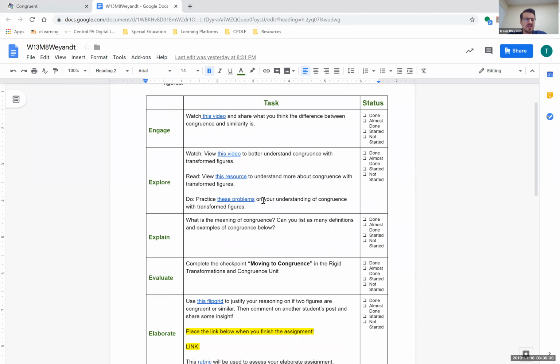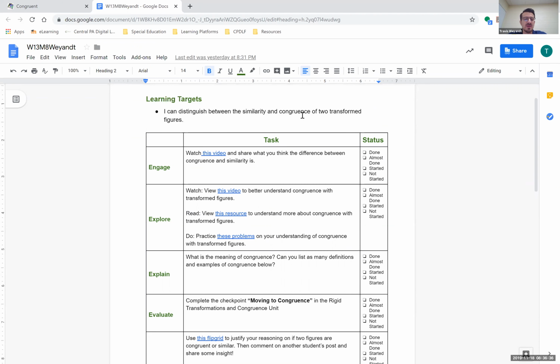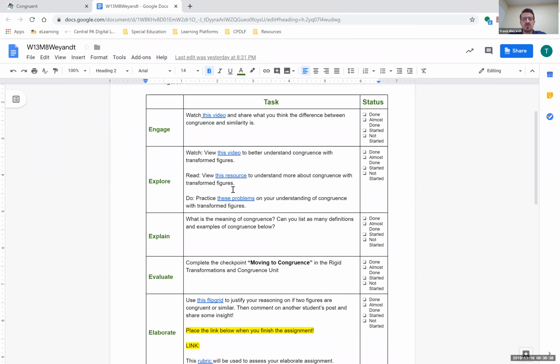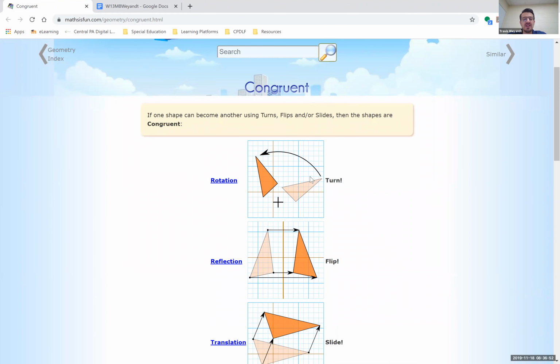And in the explore section, I give you a video to better understand what congruence actually is, because we have talked about similarity. So the explore section will focus on what congruence is, so we can firm up that idea. And by the end of this lesson, you will be able to distinguish between both of these. The resource I have for you here shows that if one shape can become another using turns, flips, or slides, the shapes are congruent.